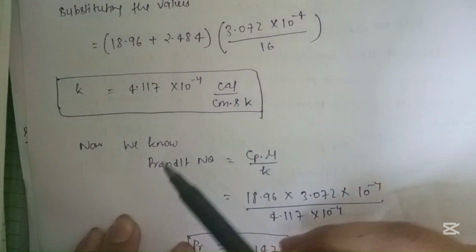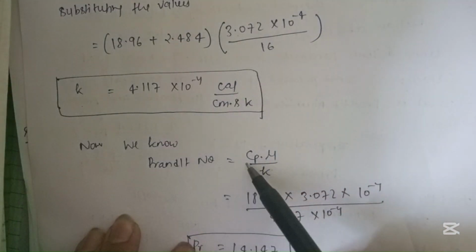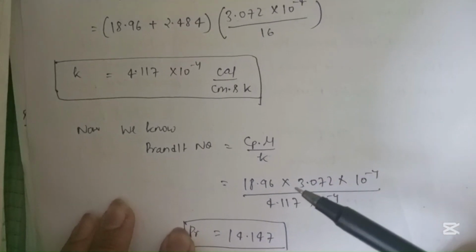In the question they have also asked for the Prandtl number. The formula for the Prandtl number is Cp mu by K. Then we will put all the values in the formula.